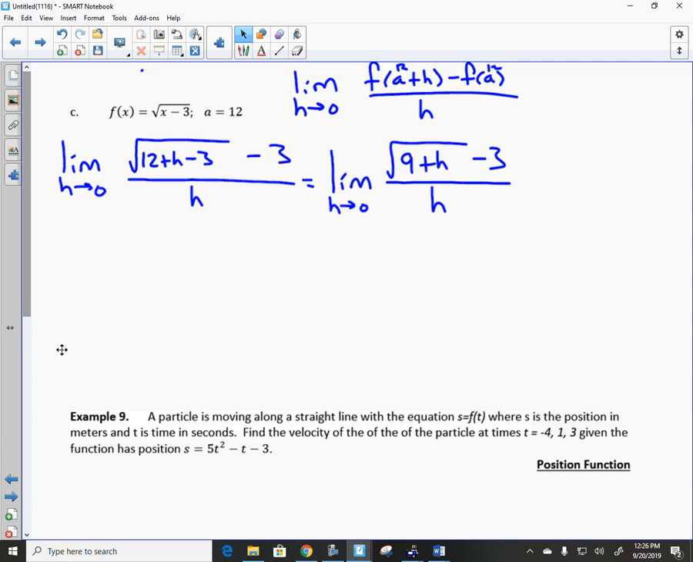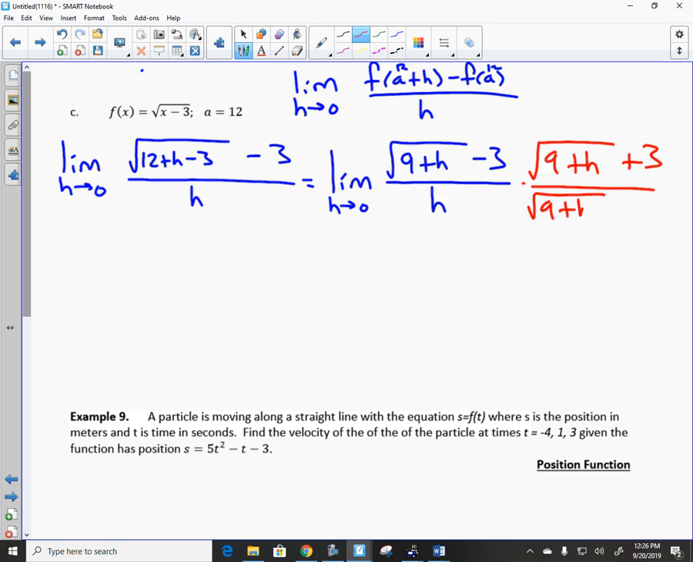Notice if you plug in 0, you get 0 over 0. As we know, that will always happen with these type of problems. So what am I going to do? Multiply by the conjugate. When you don't know what to do in math, do Spanish. Very good. And I get the limit as h approaches 0. What do you have remaining now? 9 plus h minus 9. Very good. All over. This is where people get sloppy in their algebra.